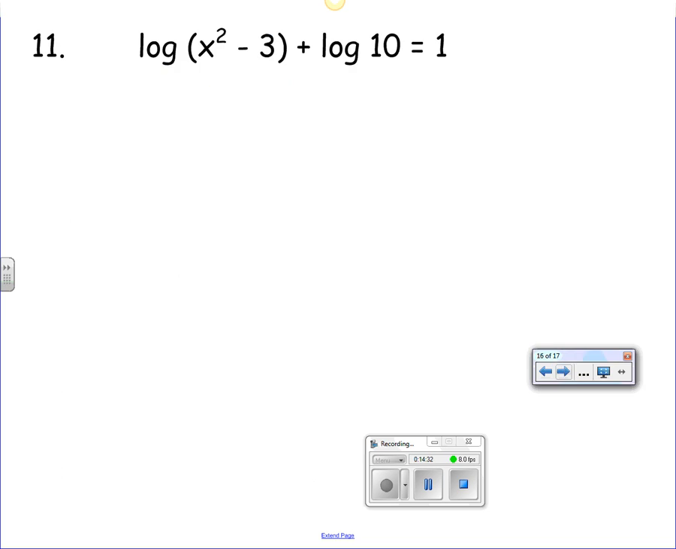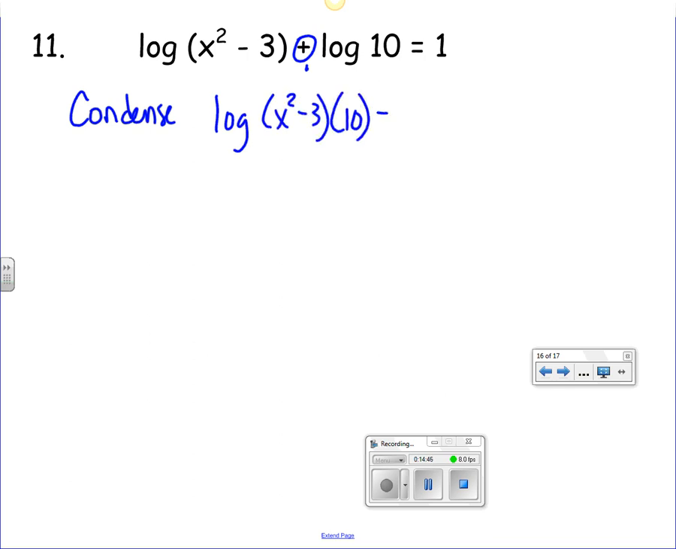All right, this one, log (x squared minus 3) plus log 10 equals 1. Your first step is to condense. So plus turns into multiply. So log of (x squared minus 3) times 10 equals 1. So let's go ahead and distribute this. So this gives me 10x squared minus 30 equals 1.